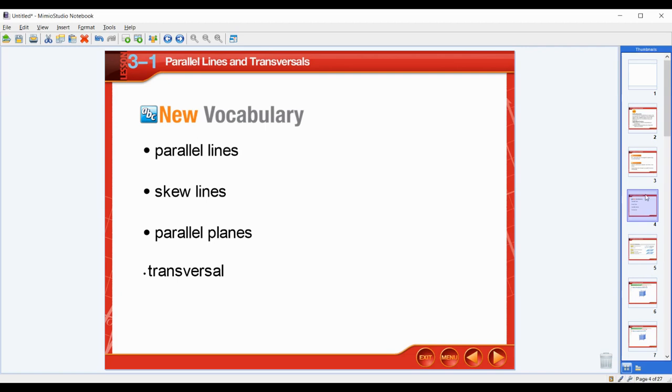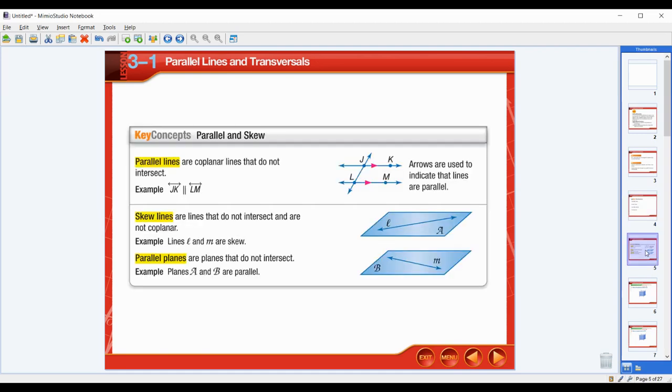All right, so some vocabulary we're going to see in this lesson: parallel lines, skew lines, parallel planes, and transversal. These are all going to be vocabulary words that you could see on a chapter quiz or test, so we want to make sure we remember what these are.